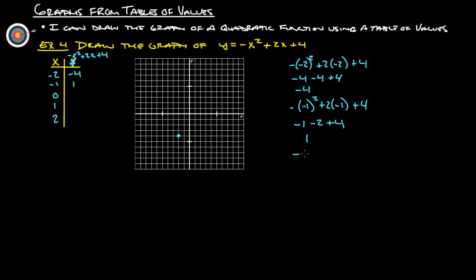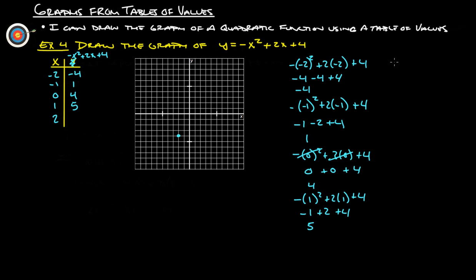If we plug in 0, negative 0 squared plus 2 times 0 plus 4. That gives us 0. That gives us 0. And that gives us 4. So we end up with 4 for this one. And then if we plug in 1, negative 1 squared plus 2 times 1 plus 4. 1 times 1 is 1, and the opposite of that is -1. 2 times 1 is 2, and plus 4. So that's 6 minus 1 gives us 5.